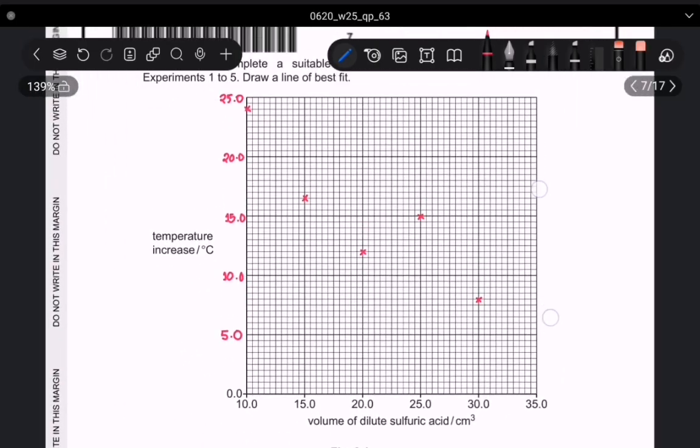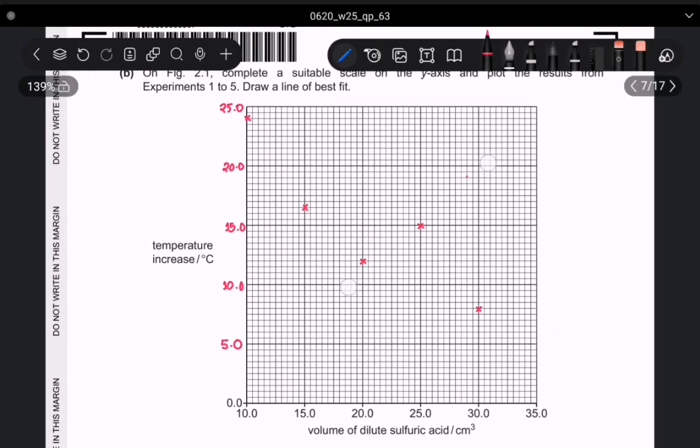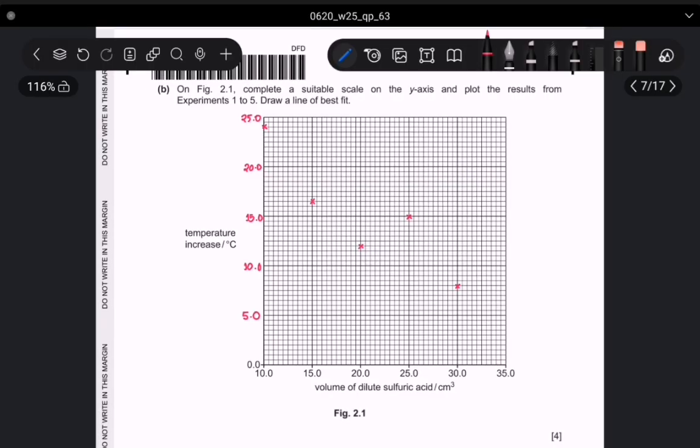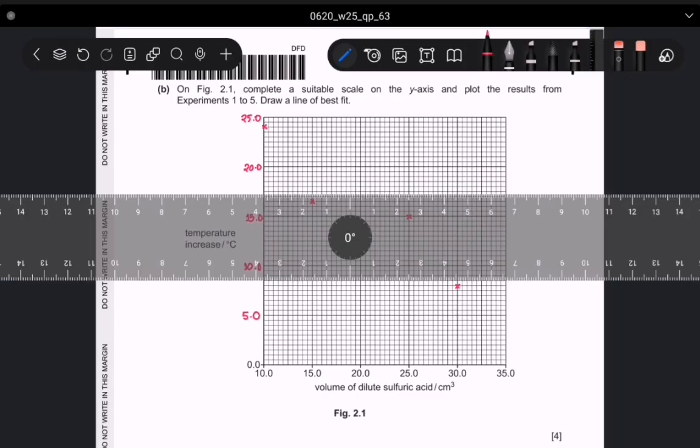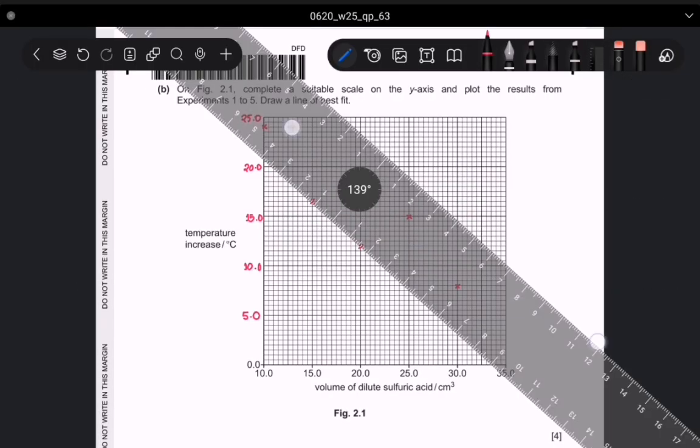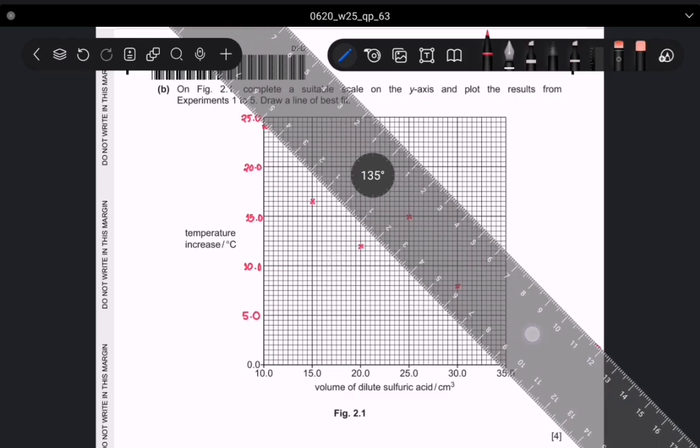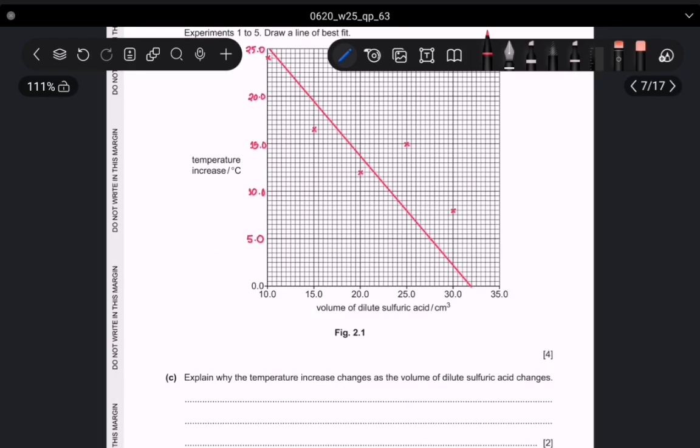Now I'm pretty sure this is easier to do on paper, because you have to zoom in a lot here, but it's okay. Now what you're going to do is draw a line of best fit. You can just bring out your ruler and make the points lie equally on each side. Explain why the temperature increase changes as the volume of dilute sulfuric acid changes.